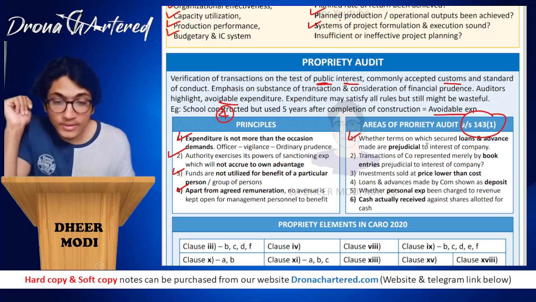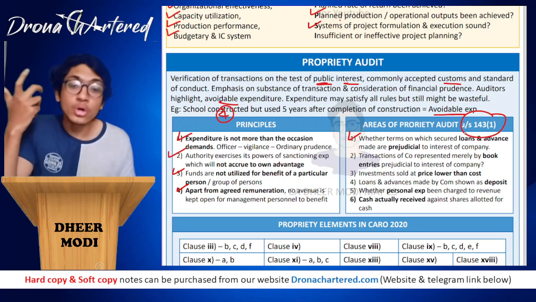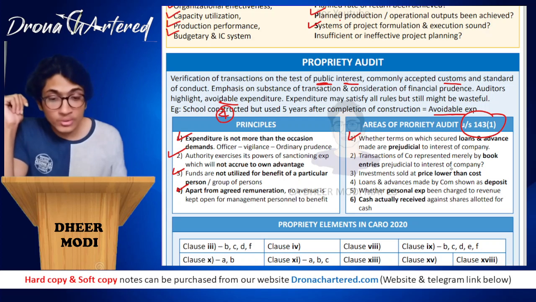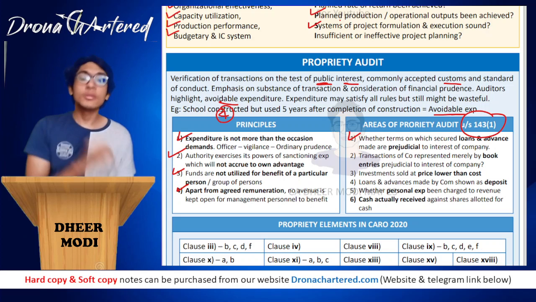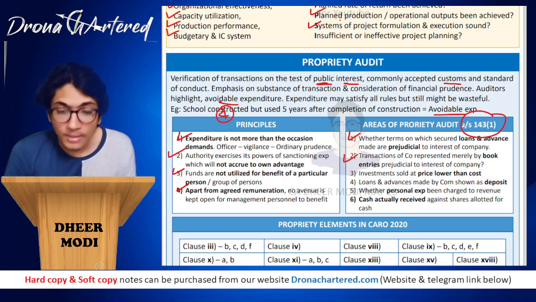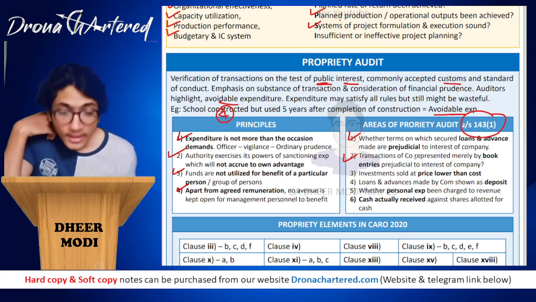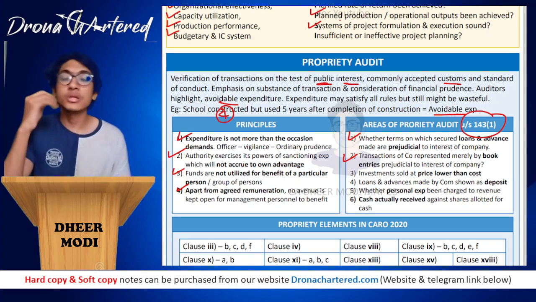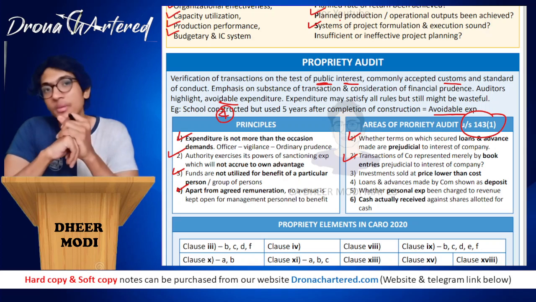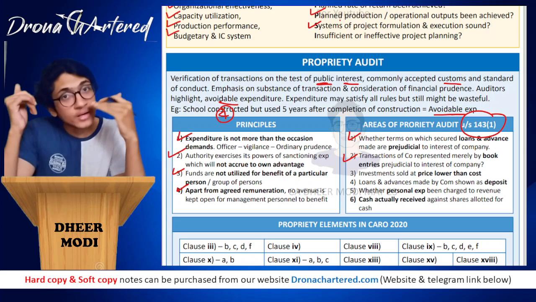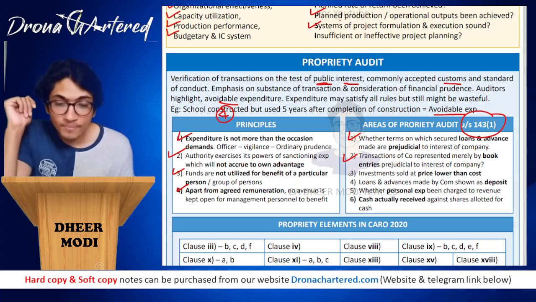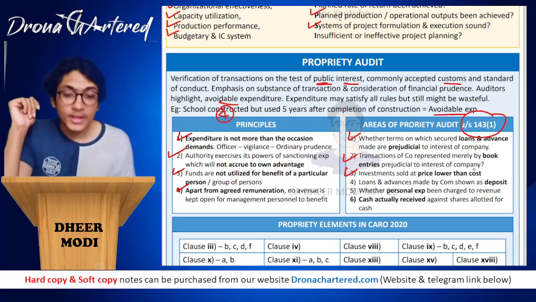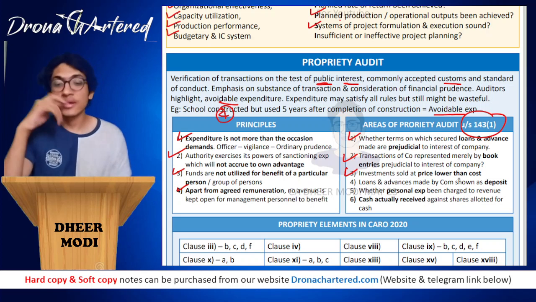So first is whether the terms on which secured loans and advances are made are prejudicial, that means not in the best interest of the company. Next, transactions of the company represented merely by book entries: are they prejudicial to the interest of the company or not? These book entries are set up just for the purpose of preparation of books. Investments sold at a price lower than cost. So these are your areas of propriety audit.